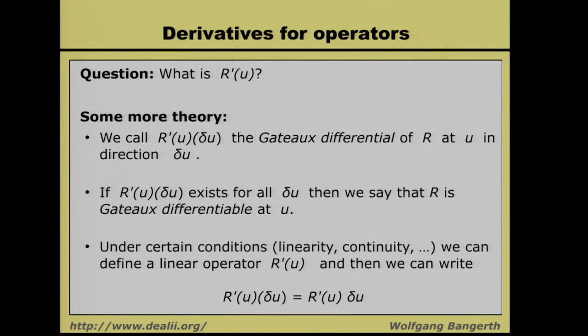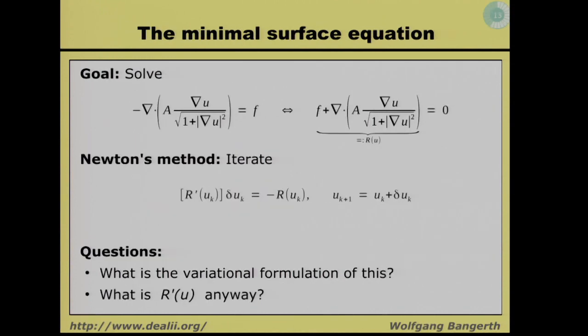In some situations, under certain conditions, it will turn out that r prime is in fact linear and continuous in this argument. Linear would mean that if I have r prime of u in direction delta u1 plus delta u2, then this is r prime of u in direction delta u1 plus r prime of u in direction delta u2. If you have something like this, and the whole thing is continuous, then we can say that r prime in itself is an operator. And in those cases, we often write it not as r prime of u in direction delta u, but as an operator, r prime of u, applied to delta u. These notations are often synonymous, and for many PDEs that we encounter, they are in fact the same.